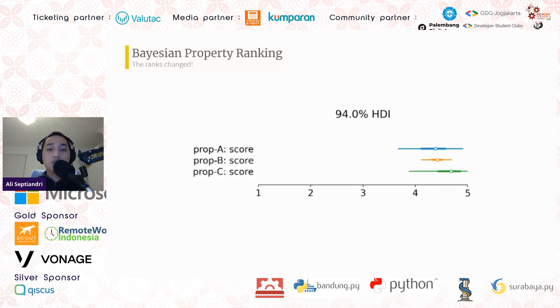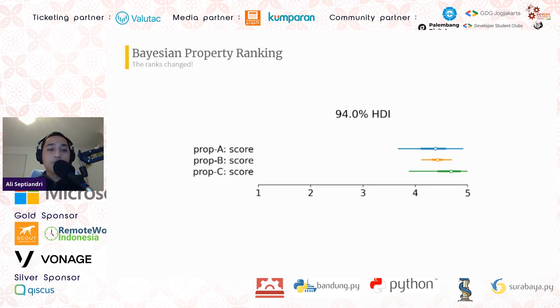For model diagnostics, you'll see something simpler like this. In this case, you see the leftmost points of each line here represent, if I recall correctly, the 3% or third percentile in this case. So you will sort them using the leftmost point of the lines: property B, then property C, then property A. It's easy to see then. Yeah, the ranks change in this case.